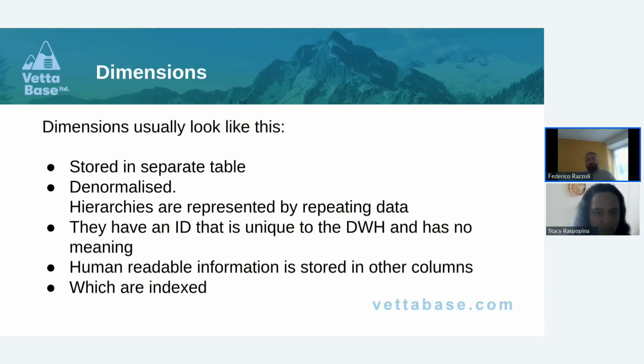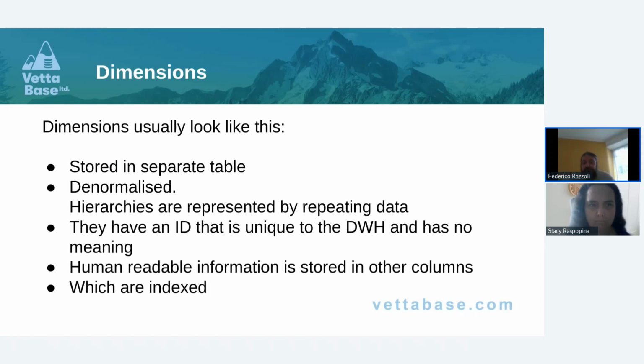So for example, hierarchies are represented by repeating the data. If you have, I don't know, a country and then city, we will have France repeated many times, and then we will have Paris, Lyon, Nice, and so on. So it's not normalized. The dimension is basically designed to be stored in the same way that is returned by a query.